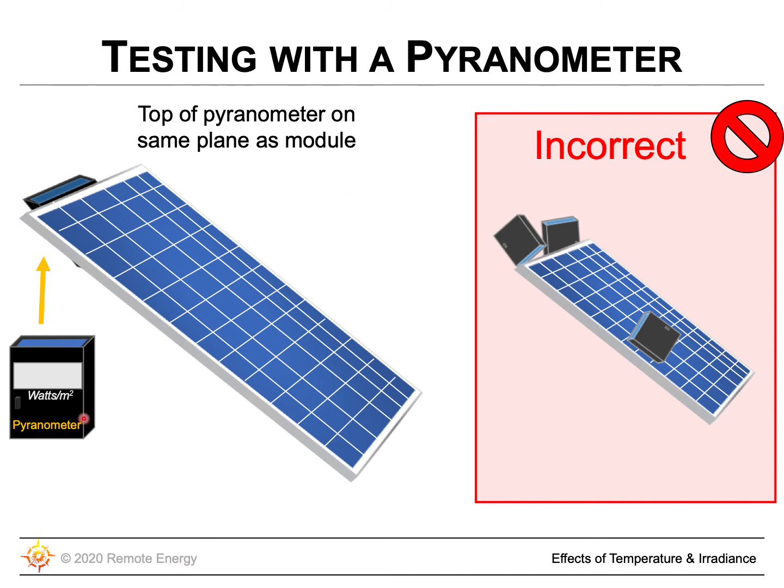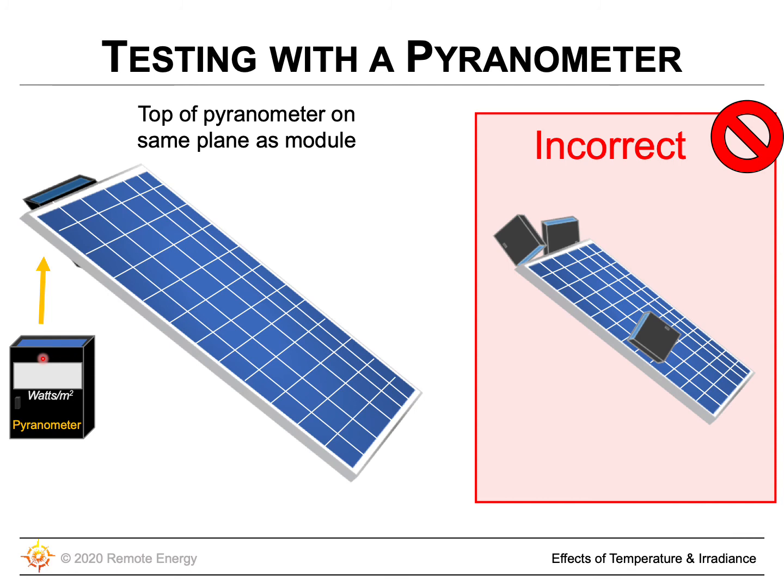Okay? So one form of a pyranometer is one that looks like this, and there's a reference solar cell at the top that we want to face in the same angle as our module. And then this is the meter readout, and it will tell us how many watts per meter squared it is seeing at a particular angle.